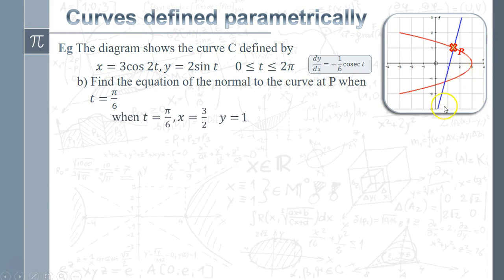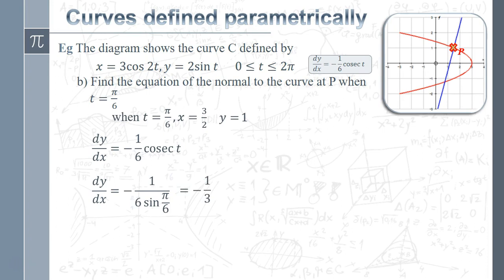So clearly, in order to find the gradient of the blue line, I'm going to first of all need the gradient of the curve. So imagine we've got a tangent going down there, and we'll need the gradient of that. So we're going to need dy/dx. There we had dy/dx is minus 1 over 6 cosec t when t is pi over 6. So plug that in, and I've written that back using 1 over sine, because that's what I'm going to put into my calculator. And out of there comes a gradient of minus 1/3. So the gradient of the curve at P is minus 1/3, which means the gradient of my normal is going to be 3.